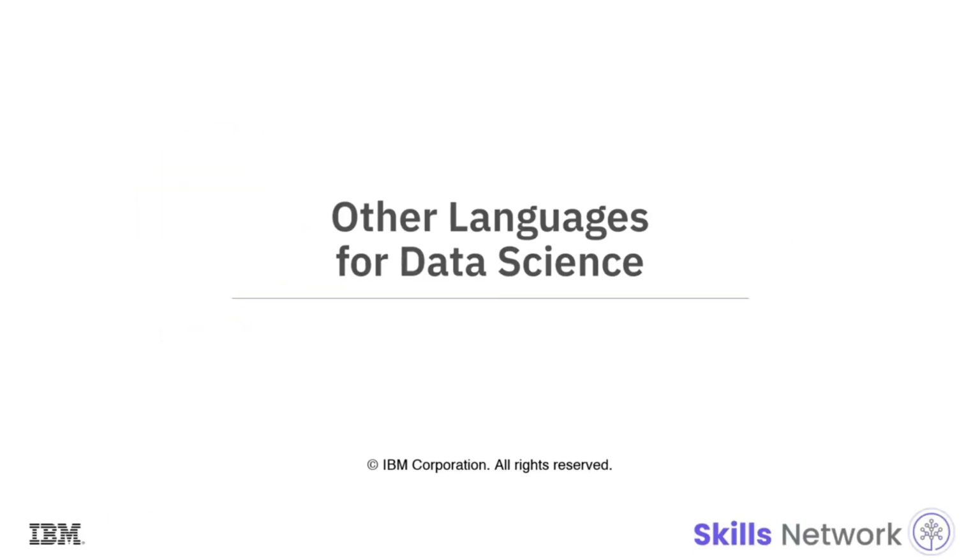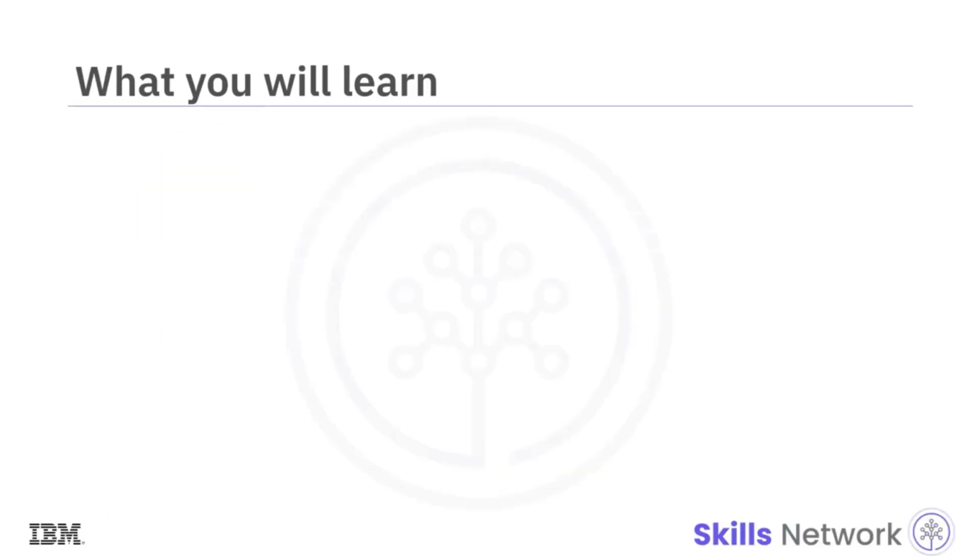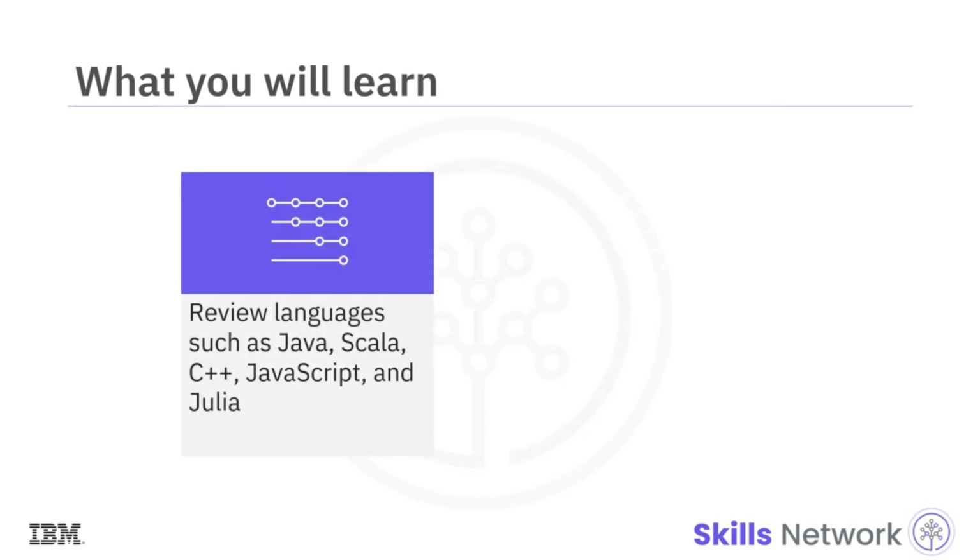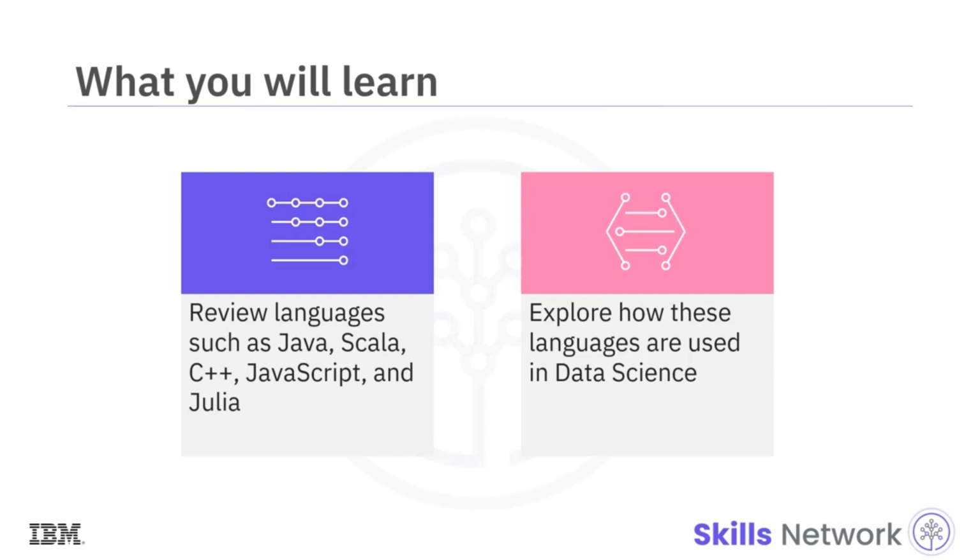Welcome to Other Languages for Data Science. After watching this video, you will be able to review other languages like Java, Scala, C++, JavaScript, and Julia, and explore how each is used in data science.